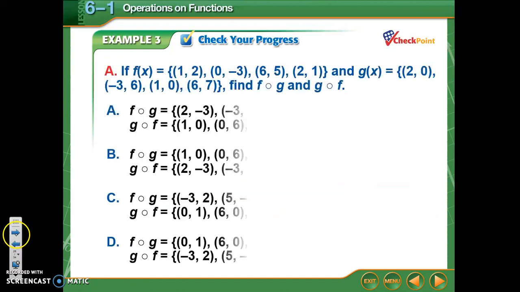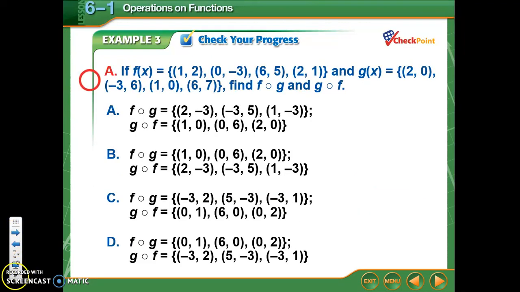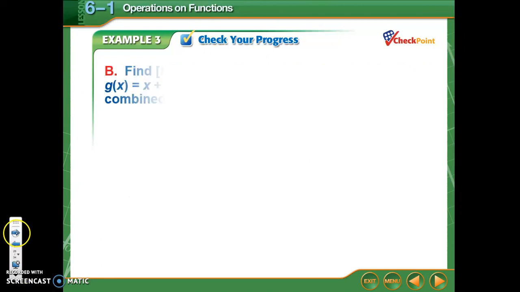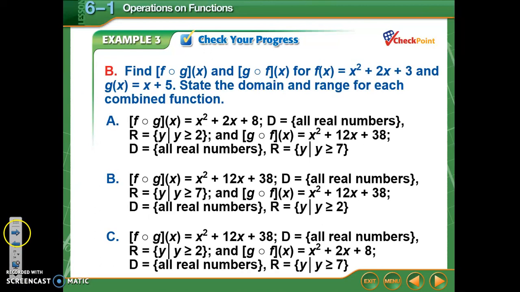Okay, you guys try this one. All right, the answer here is A. And last one, your answer here is C.